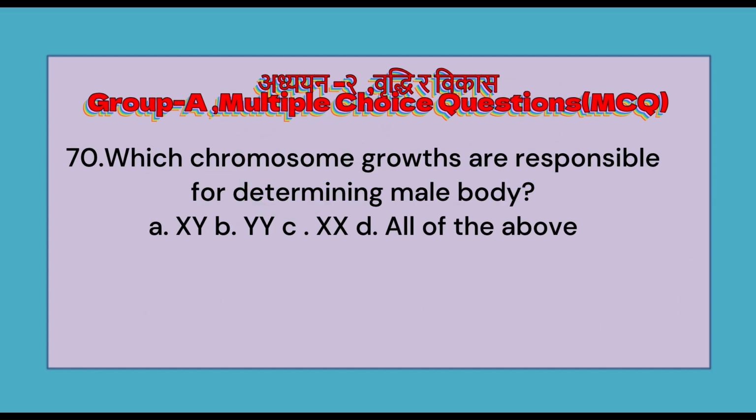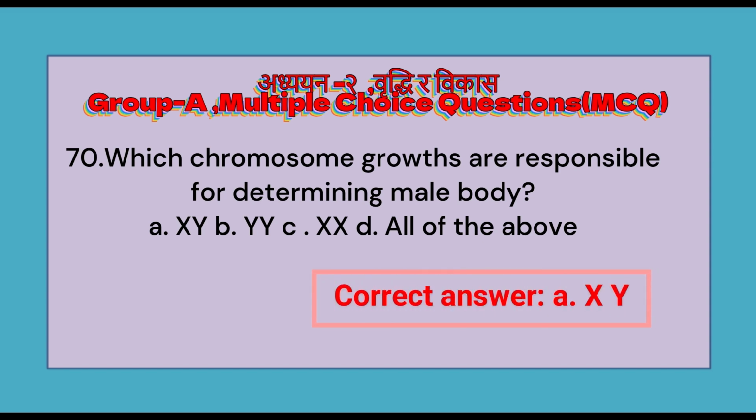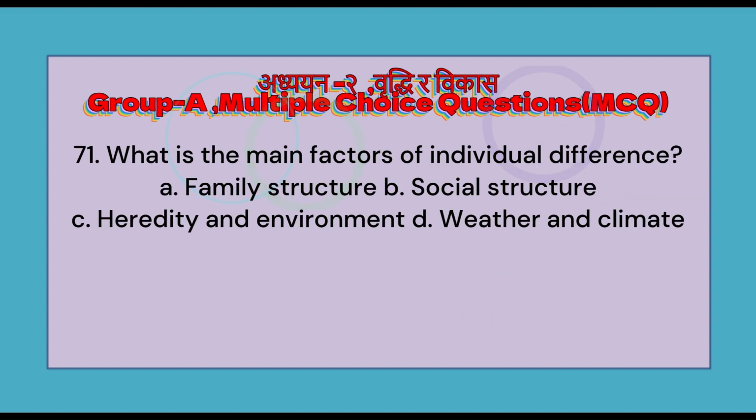70. Which chromosomes are responsible for determining the male body? A. XY, B. YY, C. XX, D. All of the above. Correct answer: A. XY.